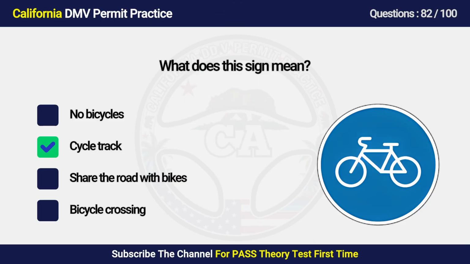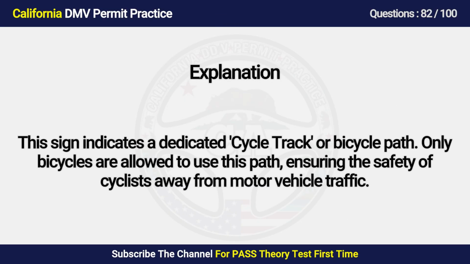Answer is B. Cycle track. This sign indicates a dedicated cycle track or bicycle path. Only bicycles are allowed to use this path, ensuring the safety of cyclists away from motor vehicle traffic.